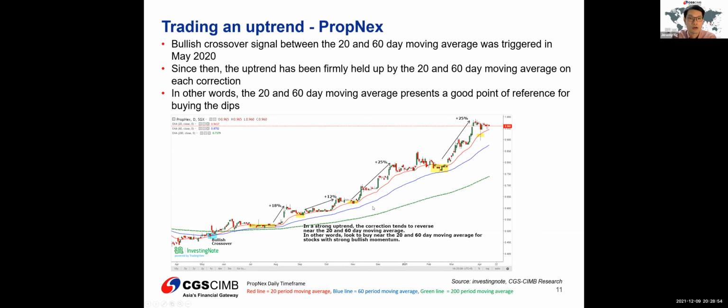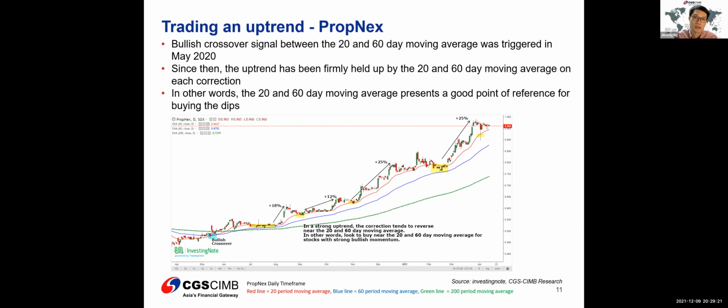So that is usually how we would like to trade strong uptrending stocks with good fundamentals. This is a textbook example that we would like to follow for stocks that have this kind of trade setup. If you look at some of the US stocks that are also moving in this kind of configuration, usually this 20 and 60-day moving average playbook plays out very well.